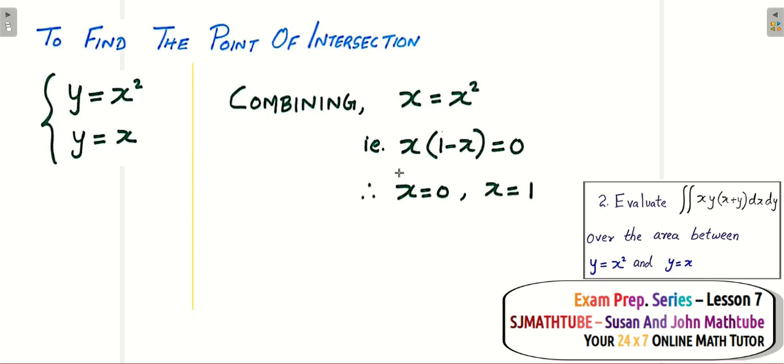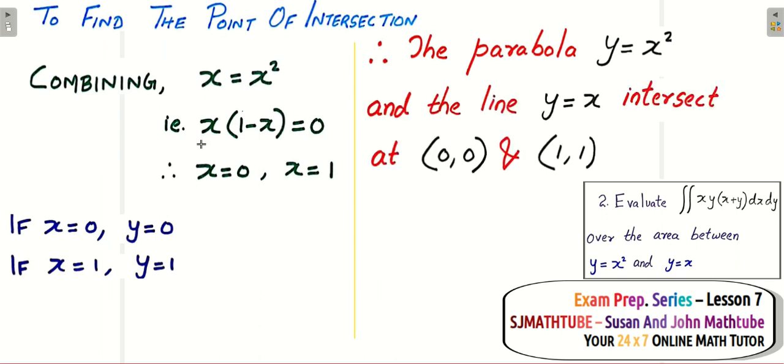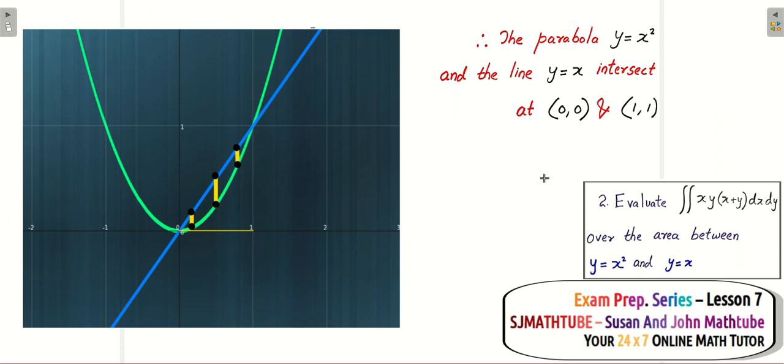Now look at this. You can substitute these x values in here or in here. Anyway, if x equal to 0, y is equal to 0 because both are equal, and if x equal to 1, y equal to 1. So the points of intersection are (0, 0), the first pair, and (1, 1). And remember, (0, 0) is one point in two dimensions, and (1, 1) is also a single point in two dimensions. Okay, now let's have the actual picture.